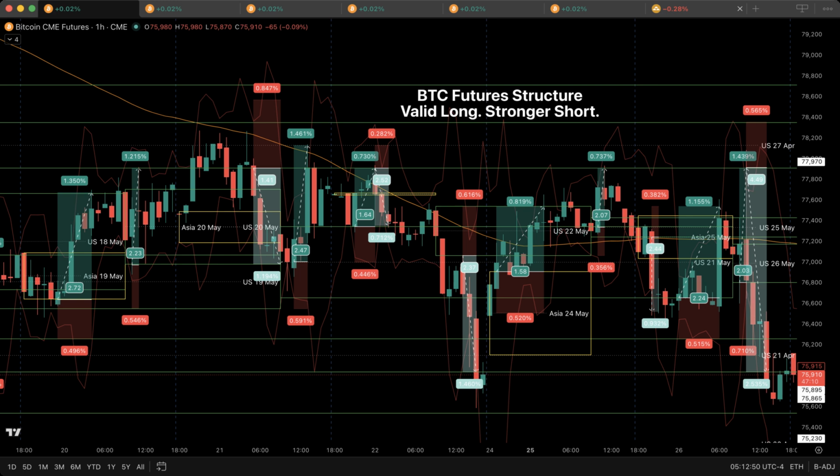The long was valid, but the short after failure gives stronger reward. Still, the number alone is not the trade. Price must fail the April 27th lower boundary. It must move away. It must not reclaim quickly. If it only wicks below and comes back, there is no short. If it loses the line and opens distance, the short becomes active.